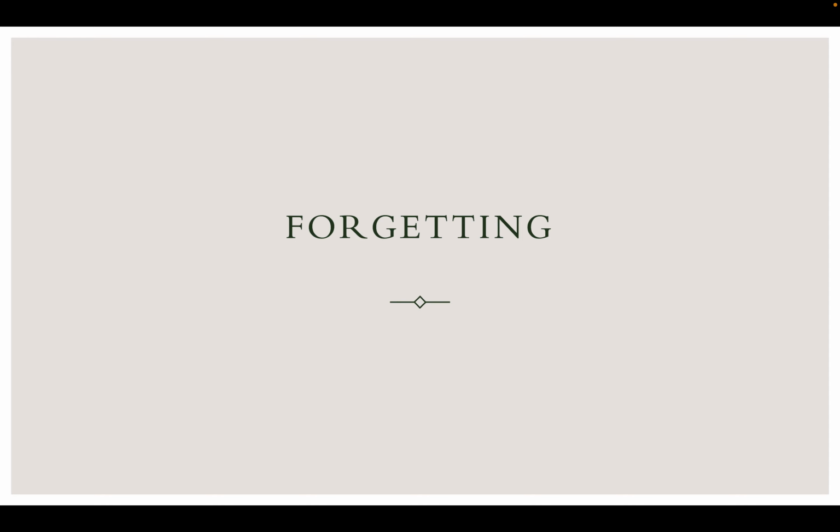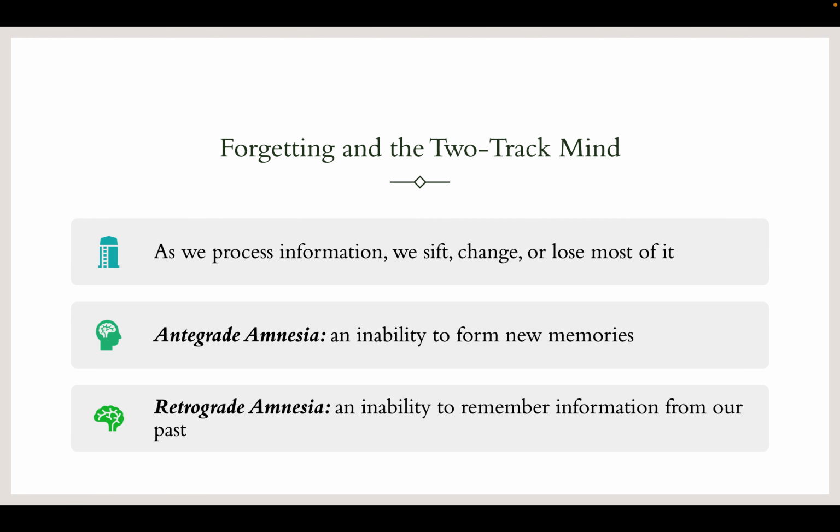So the next section is going to be forgetting. Forgetting has a lot of different areas. There are a lot of different ways we can forget things. As we process information, we sift through it, we change it, and we lose it. And we actually end up losing most of it. So when we think of forgetting, we have to be able to talk about the different ways that we can forget. And so forgetting in the two-track mind is something that we have to consider.